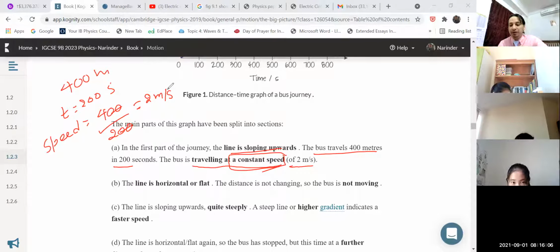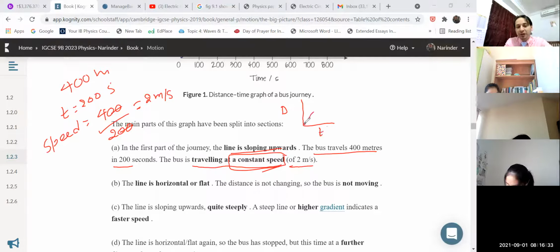It means whatever the object is, it is able to cover a distance of 2 meters every second. Every second the object is able to trace or cover the same distance of 2 meters. And then I can predict from the motion graph, the distance versus time graph, children. You please note down somewhere.